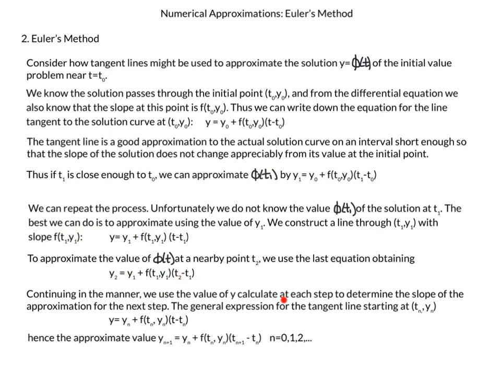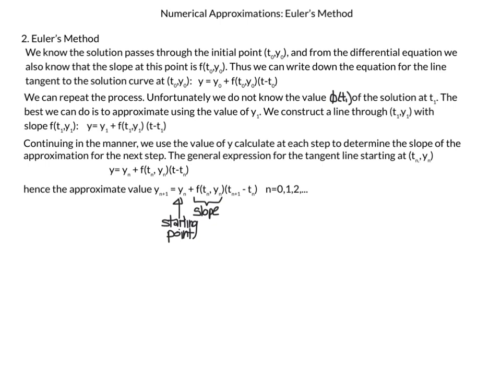And continuing in this manner, we get that y is going to be equal to yn plus f of (tn, yn) times (t minus tn). Hence, this is our approximation for the next line: y sub n plus 1 is equal to yn plus f of (tn, yn) times (tn plus 1 minus tn). I moved everything up a little so I can have more space, but essentially to get our next point, we start with our previous point, and then we add the slope times the change in time. Again, this is just a standard equation of a line.